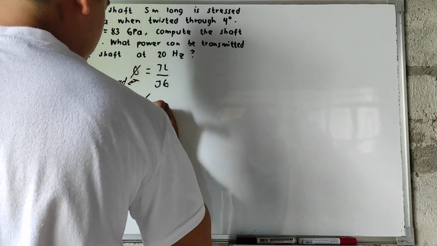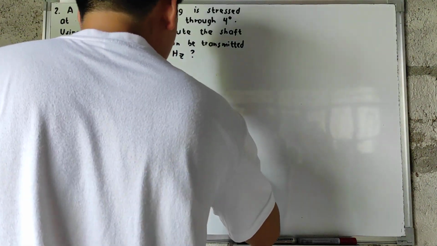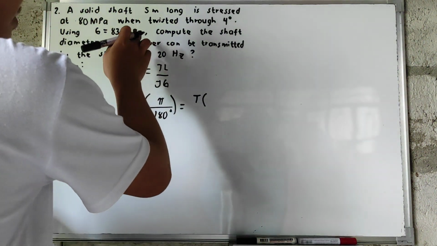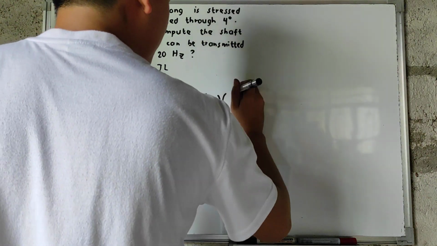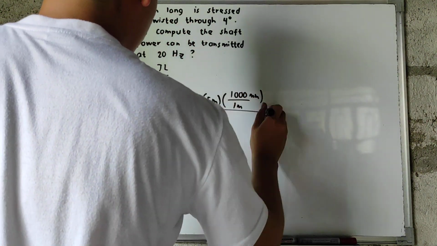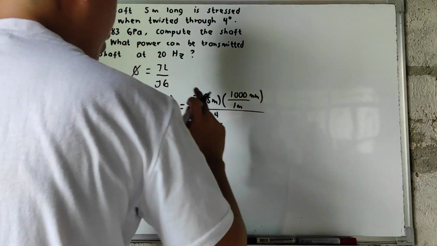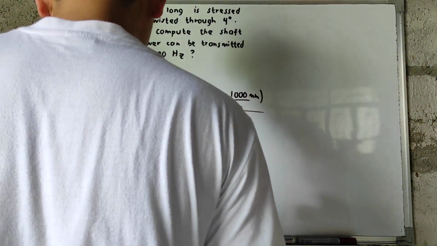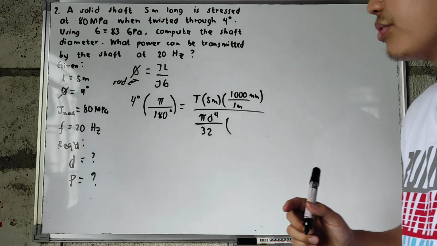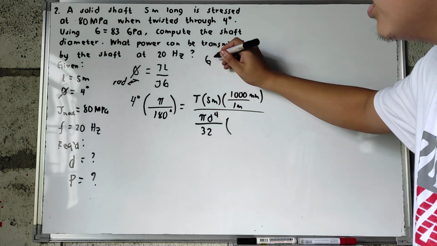So we multiply by pi over 180 degrees to convert it to radians, all over the value of T, which we do not know yet, times the 5, our length, which we convert to mm by multiplying by 1,000, all over the value of J, which is what we are looking for. D is in terms of meter, so we have pi D raised to the 4th all over 32, that is our J, multiplied by our G.